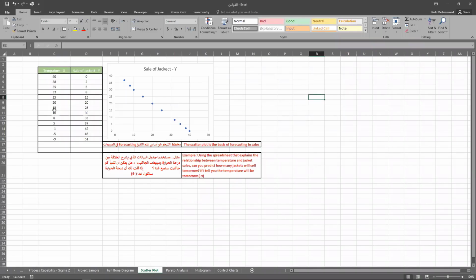So let us see it in Excel. We will take a sample of a scatter plot. This is the temperature, and we have the sales of jackets. Once the temperature increases, the sales of jackets will be reduced. When the temperature reduces, the sales of jackets will increase. This is a negative correlation, because they are moving in different directions.